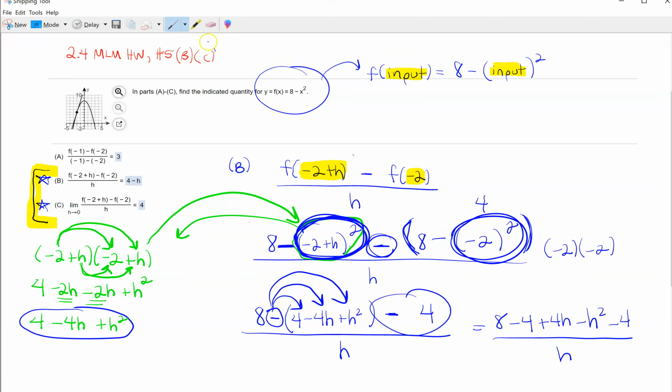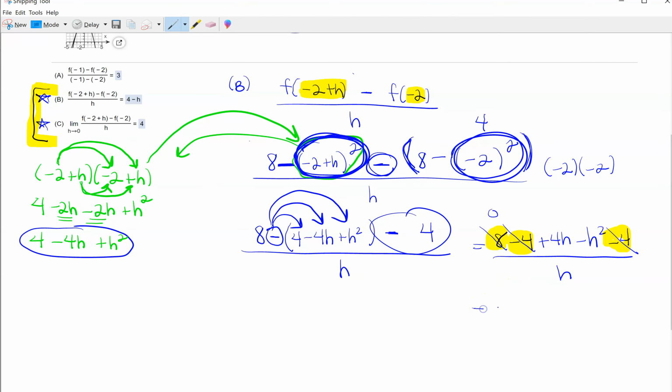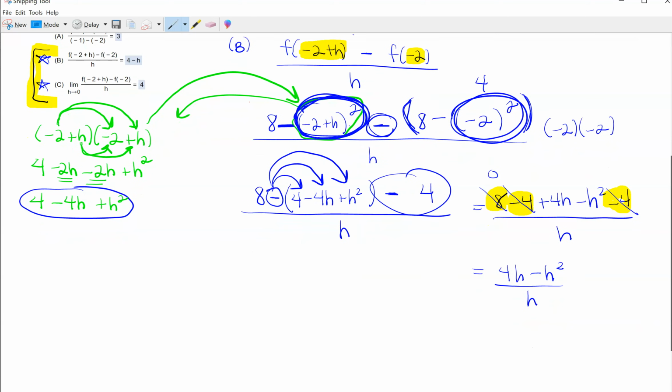Okay, so when I go to combine like terms here, if I have 8 and then I subtract 4 and I subtract 4 again, that's all going to combine to 0. So what we really have here is just 4h minus h squared all over h. Then I'm just going to factor an h out of that numerator.